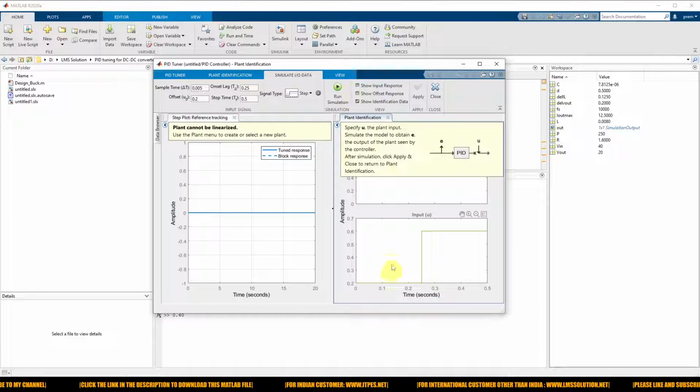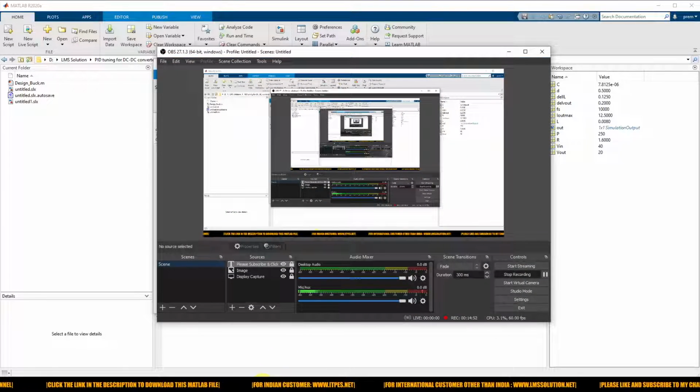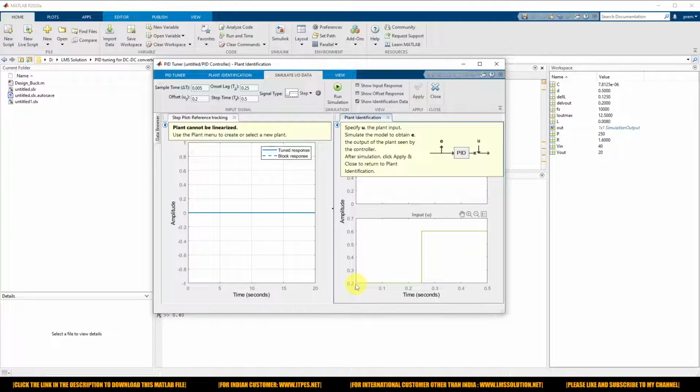Okay, so here you can see that the amplitude from 0 to 0.25 seconds is around 0.2. After 0.25 seconds, the amplitude changed to 0.6. So this data is given to the plant, and based upon this data, it will generate some error. That error is going to be collected from the plant.